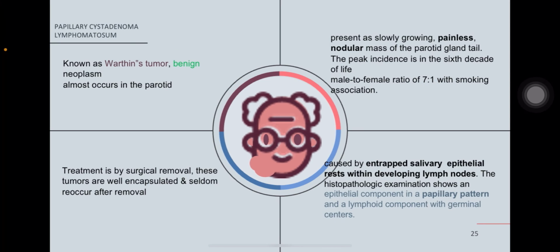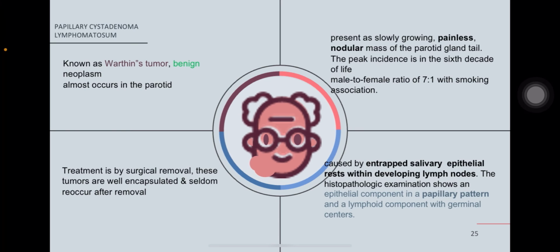Papillary cystadenoma lymphomatosum. This tumor, also known as Warthin tumor, is a benign neoplasm that happens almost exclusively in the parotid gland, and it's the second most common benign tumor of the parotid gland. It presents as a slowly growing, painless, nodular mass of the parotid gland. It most frequently occurs at the tail, near the angle of the mandible.